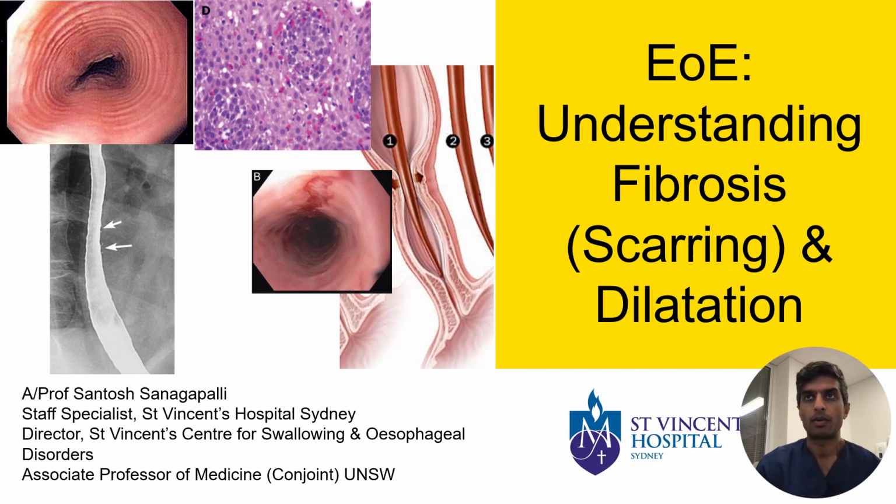In today's talk, I want to explain one particular part of EoE that sometimes causes worry and confusion amongst patients. That's scarring or fibrosis of the esophagus, as well as the treatment we use to address it, which is called dilatation. My aim is to keep this simple to understand, so if it affects you or someone in your family, you understand what's happening and what we can do about it.